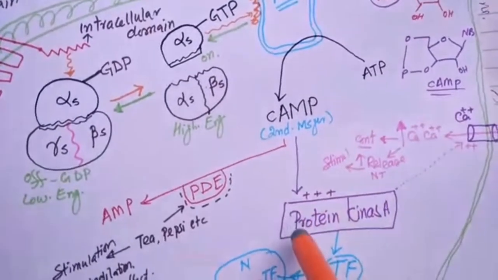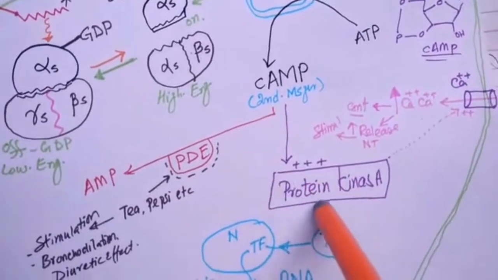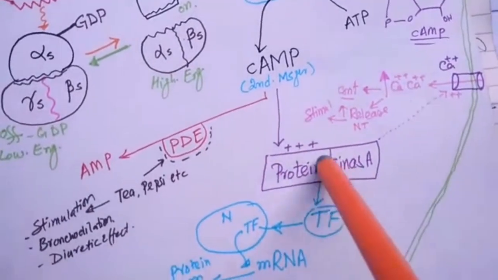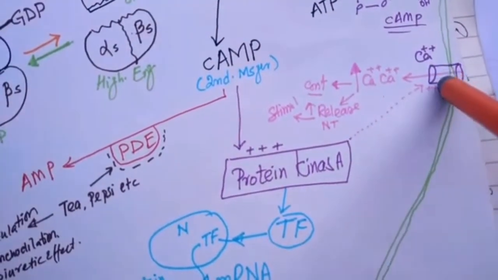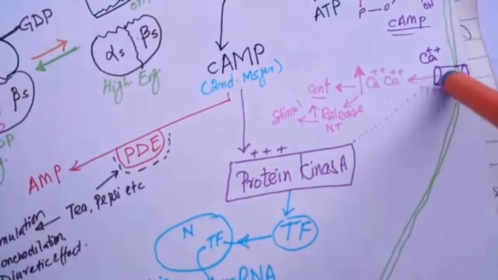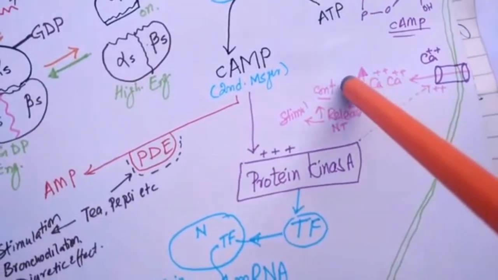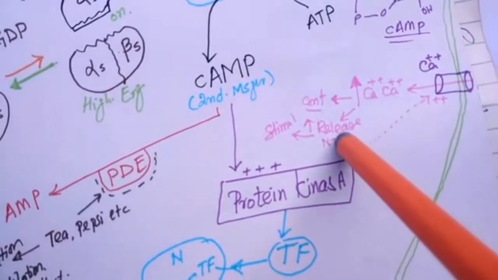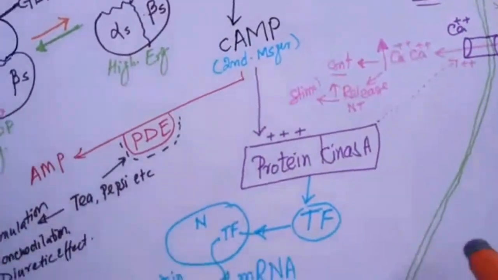This cyclic adenosine monophosphate is also known as a secondary messenger. It stimulates the protein kinase enzyme. When this protein kinase enzyme is activated, there are many functions after its stimulation. For example, it stimulates the calcium channel. There is increased influx of calcium. This more calcium influx causes smooth muscle contraction. This higher concentration of calcium also increases the release of neurotransmitter, which causes stimulation of many biological functions.